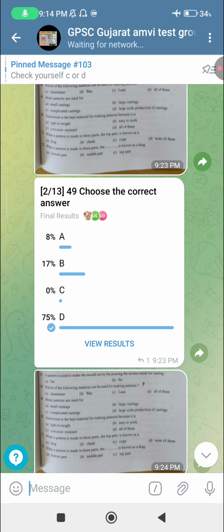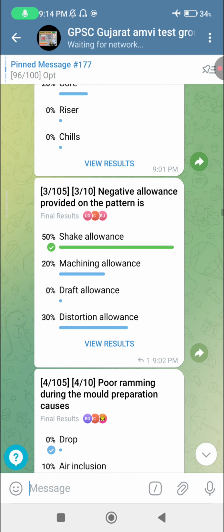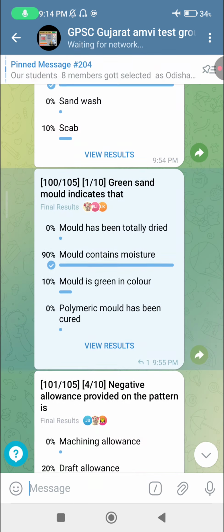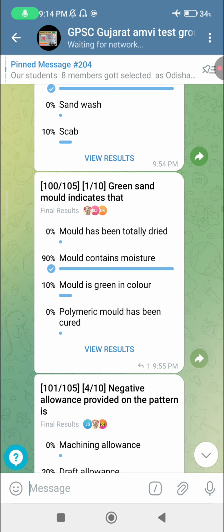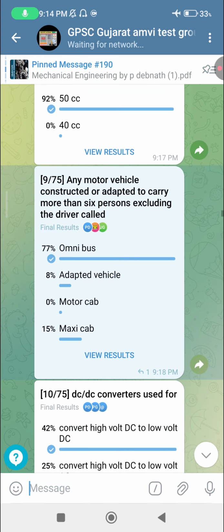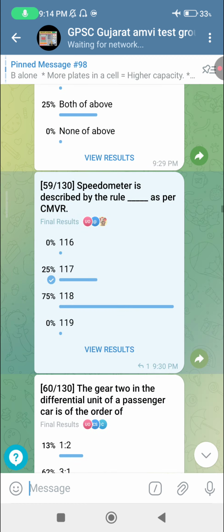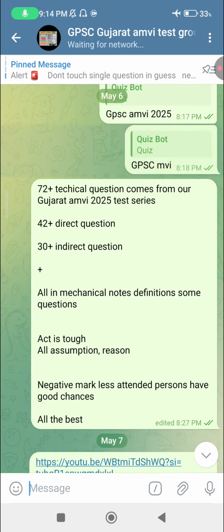Then pattern, cope, cheek, drag, the pattern material, negative allowance is provided, a related question was asked. Then green sand mold contains moisture. Then what does odd tyre mean? That question was different, but the answer is odd tyre. Then an omnibus carrying more than 6 persons excluding the driver is an omnibus. This question has been asked. Then speedometer described in 117. They have asked you a not question.